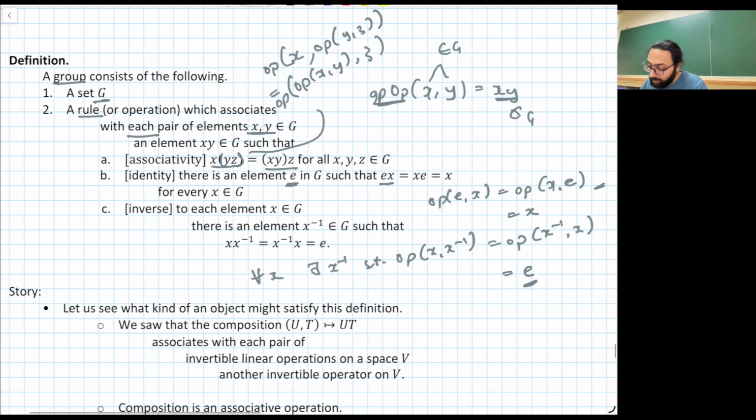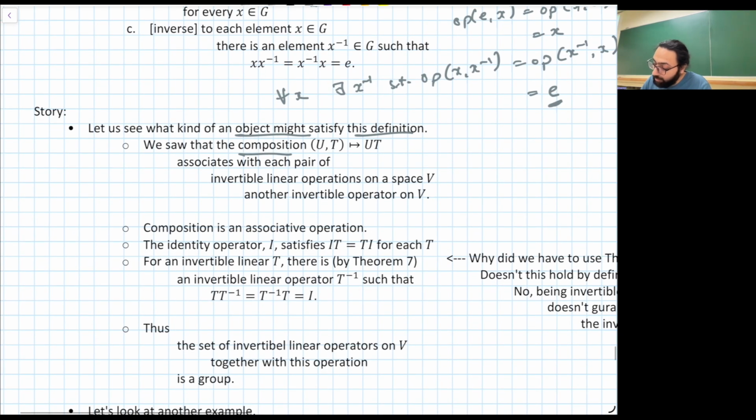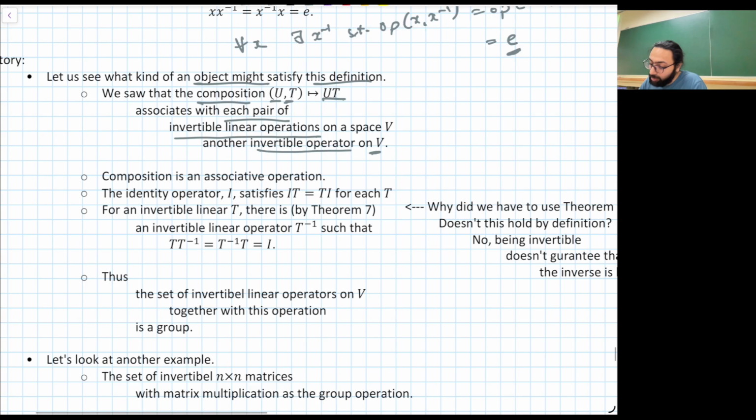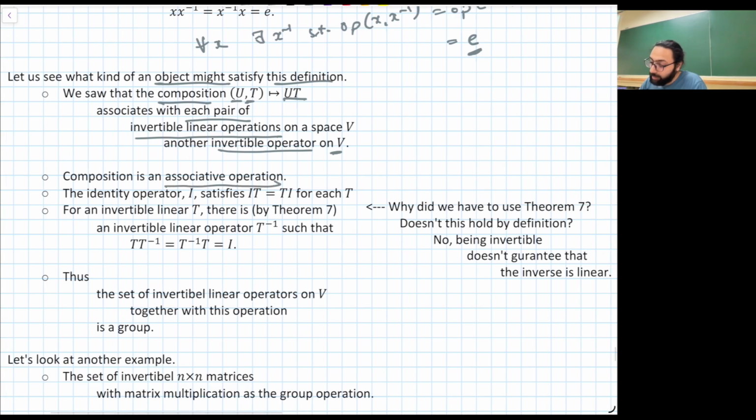Okay. So let us see what kind of an object might satisfy this definition. We saw that the composition of U comma T to UT associates with each pair of invertible linear operators another invertible linear operator on V. The composition is associative, because it's basically inherited from matrix multiplication in a sense, right?